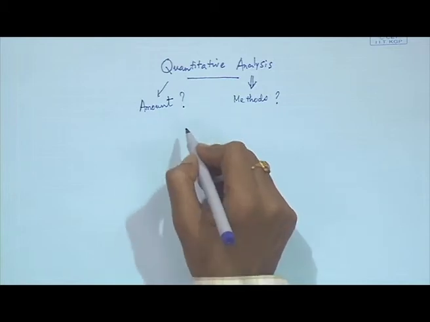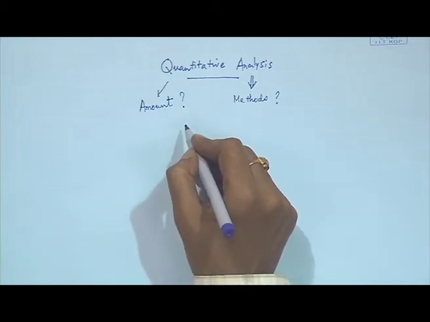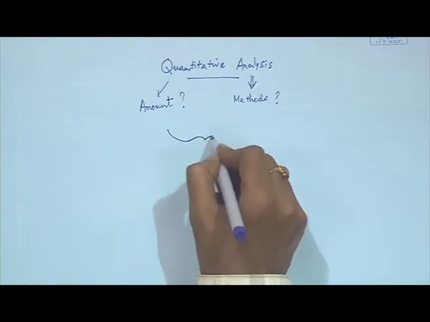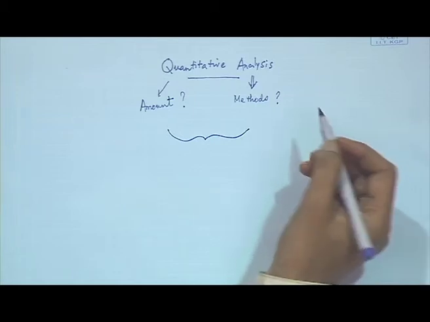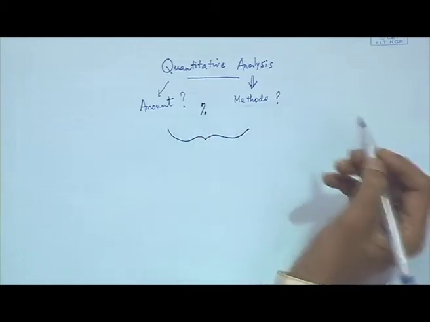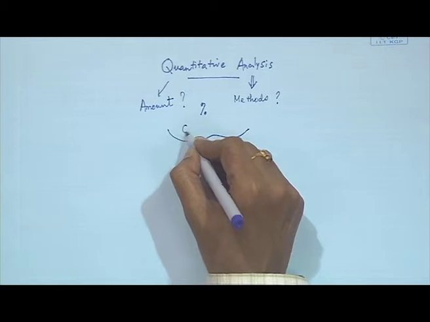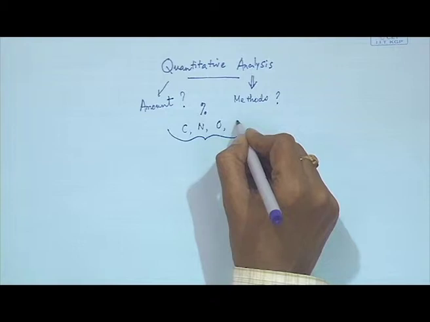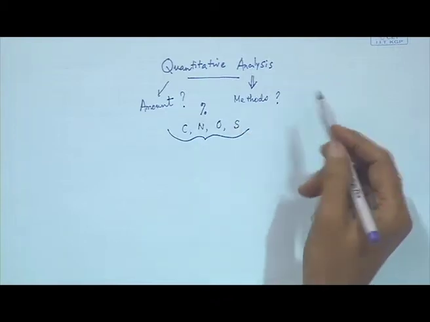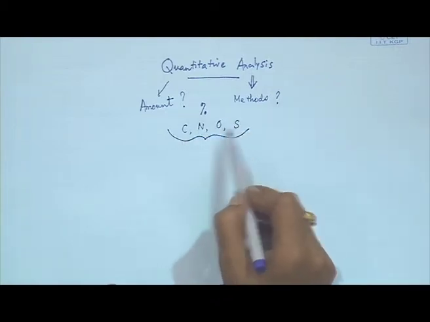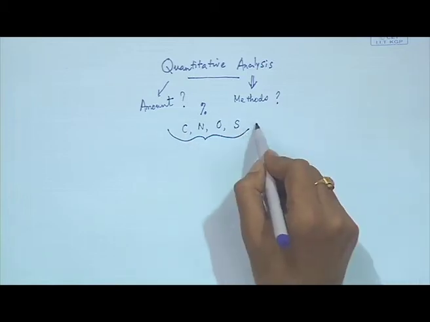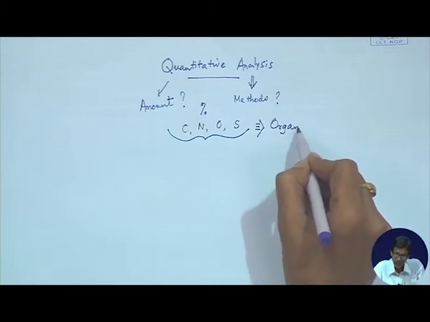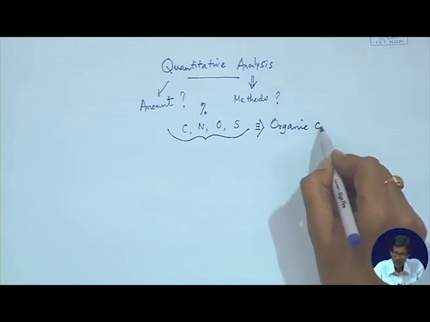Suppose an organic molecule is in our hand and we want to analyze it, and the goal of our analysis is definitely there. We want to know the percentages of say carbon, of say nitrogen, of say oxygen and of say sulfur. So, you all know that these are the corresponding elements which are basically present in some organic compound. It can be a solid or it can be a liquid.